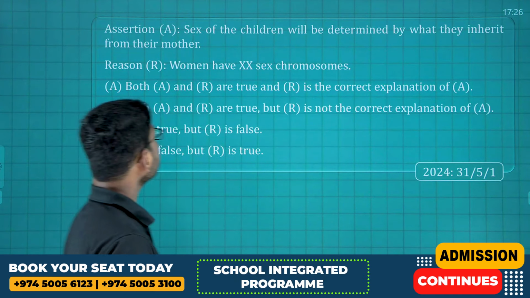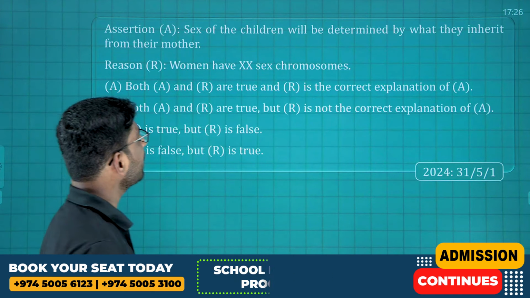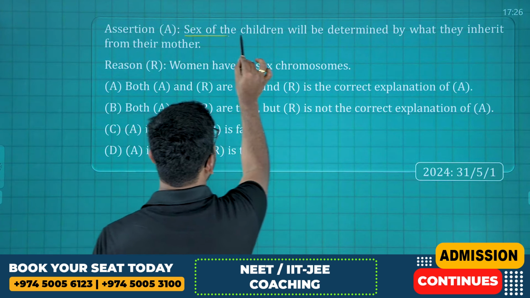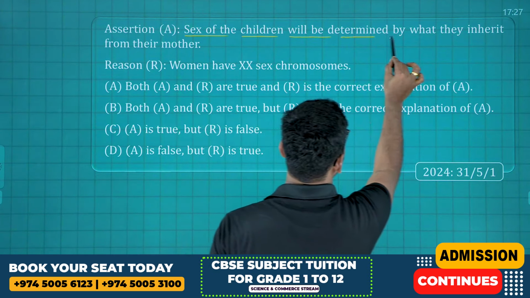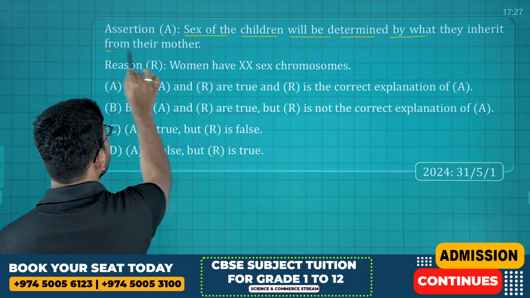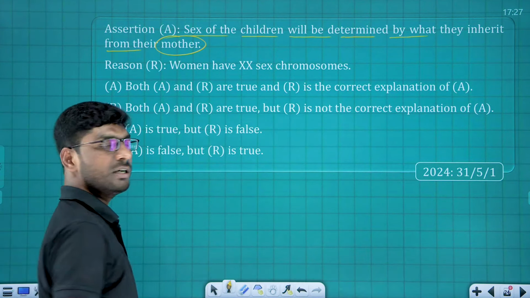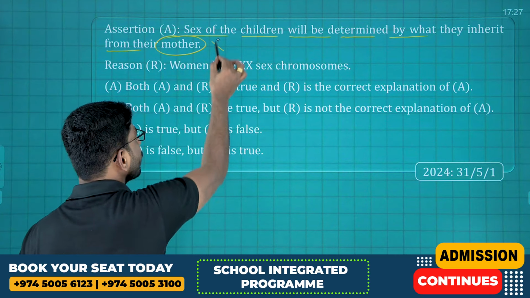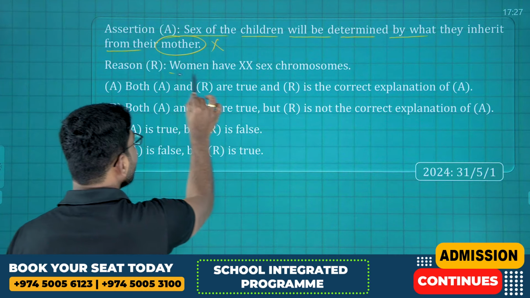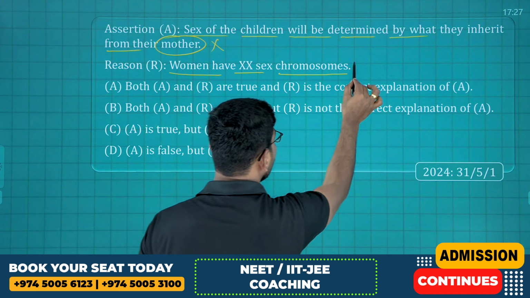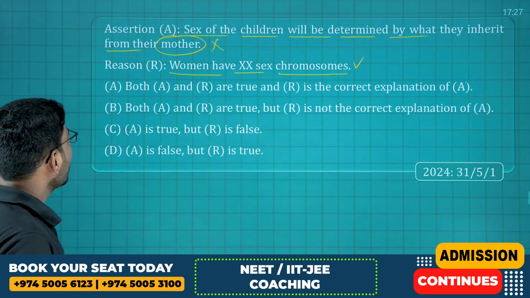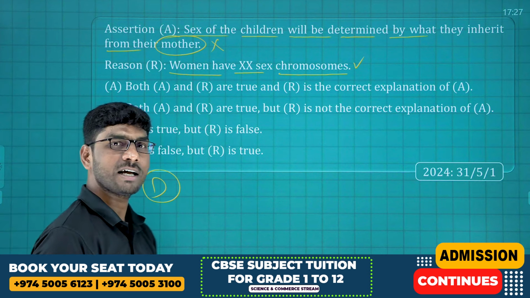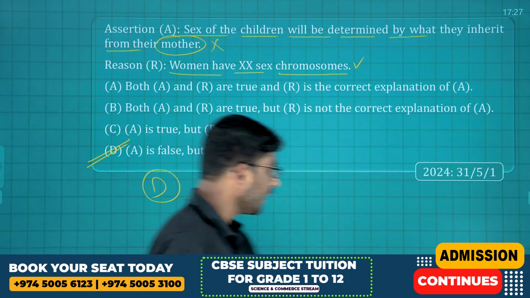Next question. Sex of children will be determined by what they inherited from the mother. Is it correct, student? Mother or father? What did I say? It is the father. So this is a wrong statement. Women have XX sex chromosome. Correct. So tell me the right answer. Assertion false. Reason true. Option D is the correct answer. Very easy question. Next question.